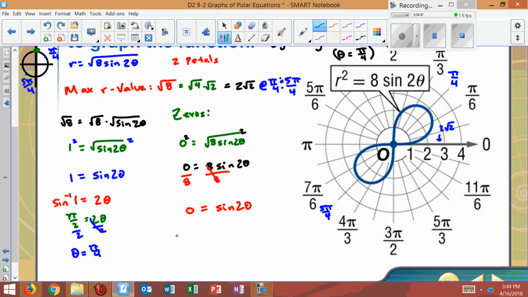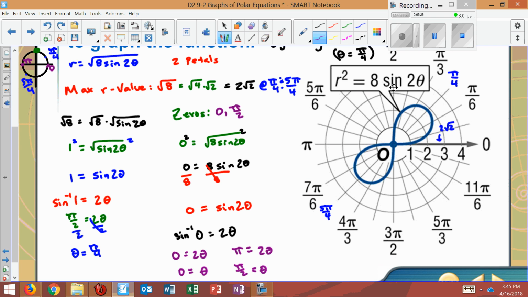Now I need to do the inverse of sine. So sine inverse of 0 equals 2 theta. Come over to my unit circle. I want sine to be 0, that's the y values. The y is 0 at this spot and this spot, which is 0 and pi. So I'll have two answers. 0 equals 2 theta or pi equals 2 theta. So this one, when I divide by 2, I still get that 0 equals theta. Over here, I get that pi over 2 equals theta. So there's my zeros. There's two of them, 0 and pi over 2.